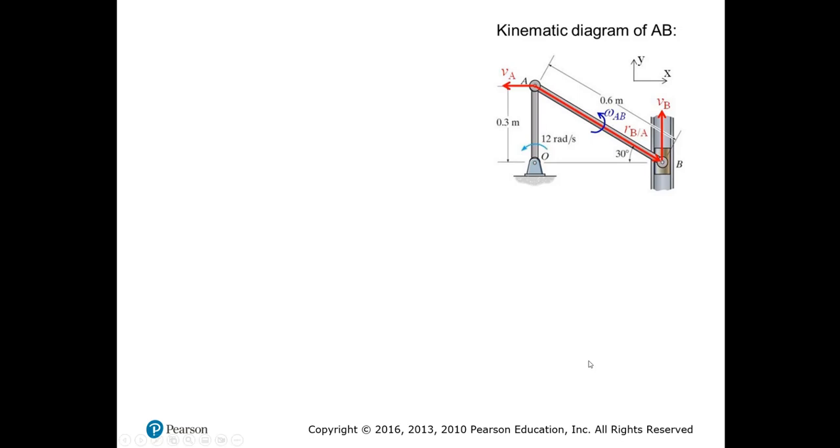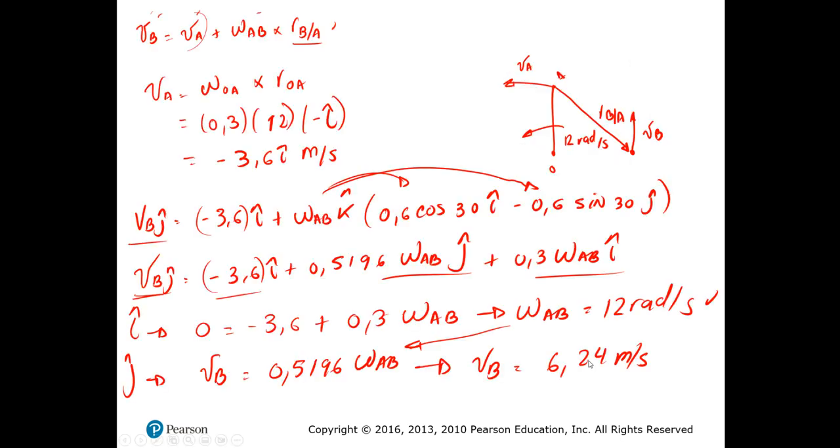So if we go back into this, you will realize that that was critical, because then I knew the direction of my VA. I already knew the direction of omega, and I assumed the direction of VB based on all of the connections given. And with that, I was able to solve the exercise very easily.